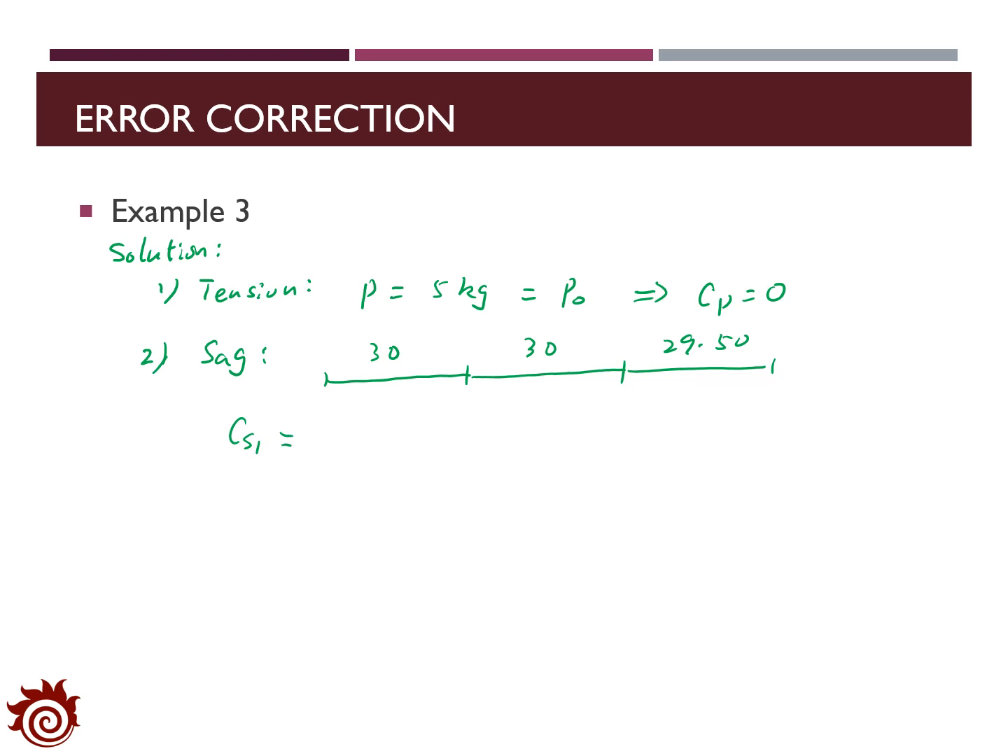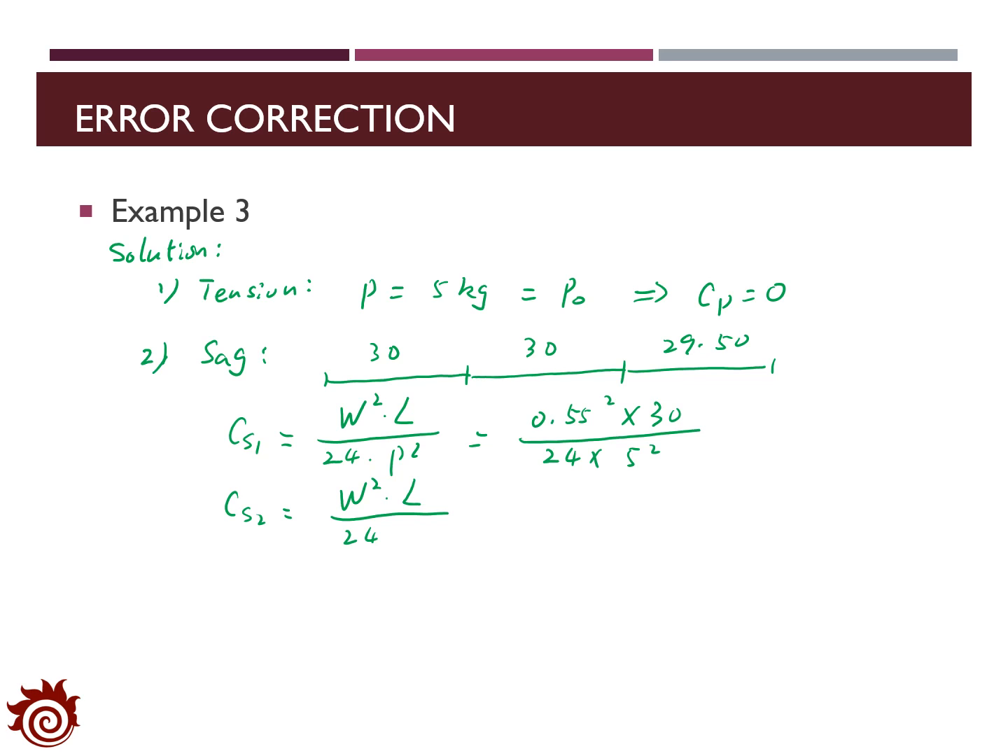And we know that the calculation for the sag would be the weight squared times the length over 24 times P squared. The weight of the tape is 0.55 squared times the length, 30 meters, over 24 times 5 squared. Similarly, we can get the second one. The weight is also the full tape, the length is also 30 meters, and we also have 24 times P squared. It's the same as the first part.